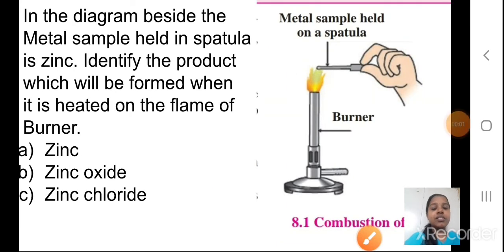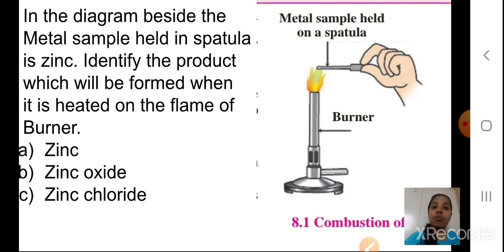Now students, the next one we will see. Now what you have in the diagram beside is a metal sample held in a spatula. Now what is a spatula? A spatula is a holder in which I am holding my metal. Which metal am I holding? That is zinc. You can see in the diagram a hand holding a metal sample on a spatula. Here my metal sample is zinc, I have told you. Identify the product which will be formed when it is heated on the flame of the burner. So when I am heating this zinc metal on the flame of the burner, I have to identify which compound is going to form.